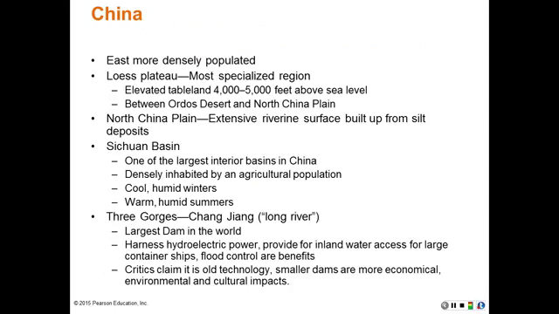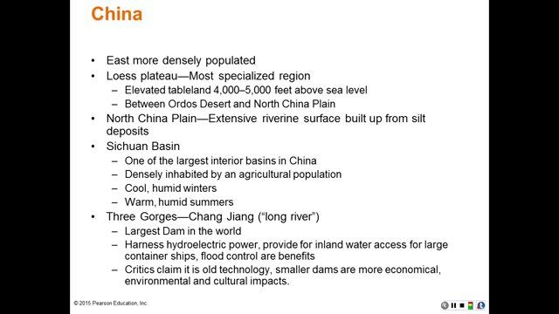The Loess Plateau, the most specialized region, the elevated tableland between 4,000 to 5,000 feet above sea level, is very important in terms of population density. The North China Plain, an extensive riverine surface built up from silt deposits or alluvial soils, has good agriculture. The Sichuan Basin is one of the largest interior basins in China. It's densely inhabited by an agricultural population, and has cool, humid winters and warm, humid summers.